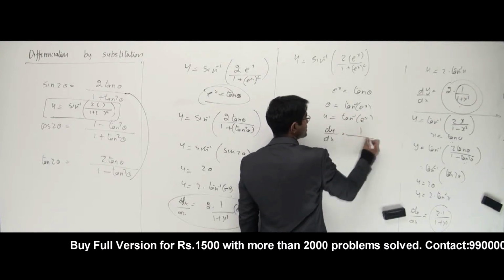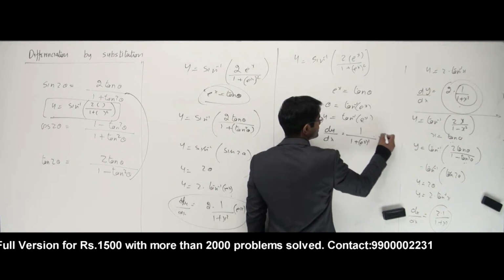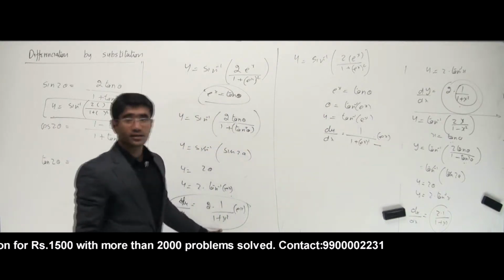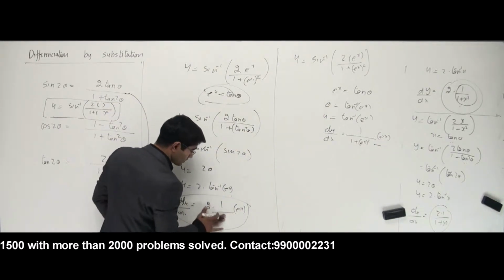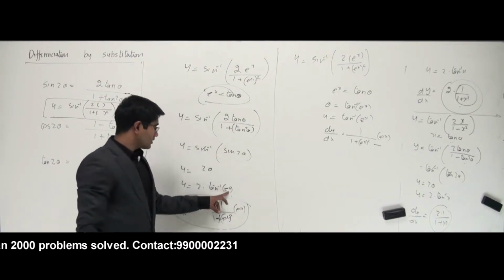How do you differentiate? 1 by 1 plus e power x the whole squared into differentiation of e power x. Is this not my answer? Yes. Okay, this guy is not x squared, this guy is e power x. I'm sorry for this, this is e power x whole squared. Whatever comes inside has to come here.